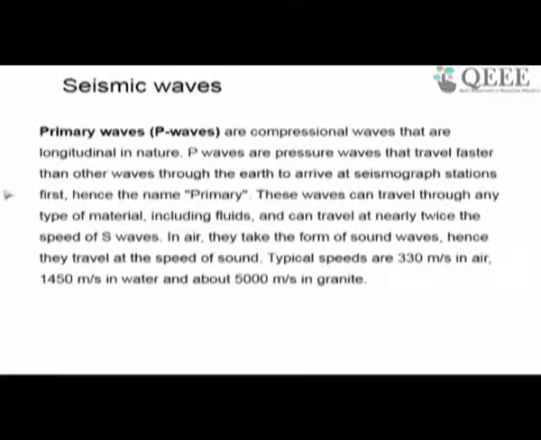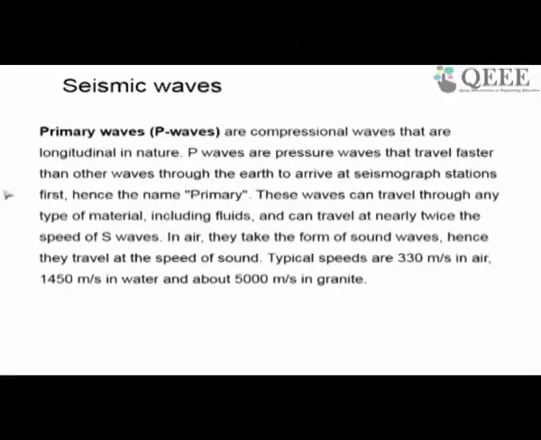So compressional waves, which are longitudinal in nature. P waves are pressure waves that travel faster than other waves through the earth to arrive at seismograph stations first, hence the name primary. These waves can travel through any type of medium, whether it is water, fluid, or a solid medium, and travel at nearly twice the speed of, so almost double the speed of, S waves, that is the shear waves.